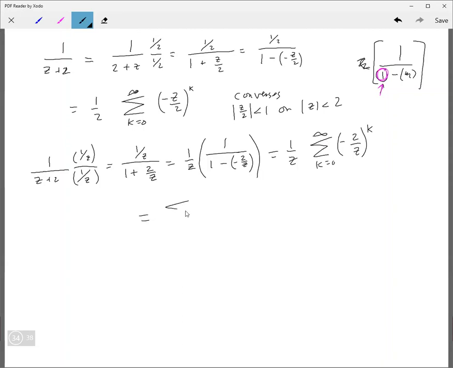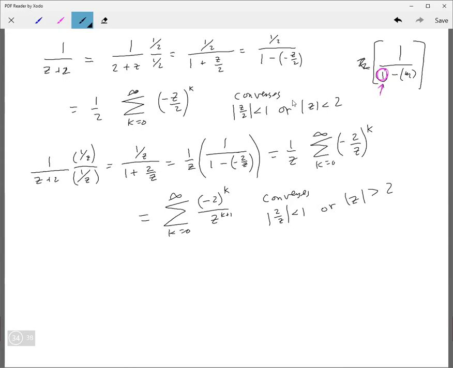We can split that up: the denominator is z to the k, but you have this other z, so you can say z to the k plus 1. And this one converges when modulus of 2 over z is less than 1, which translates to modulus of z greater than 2.